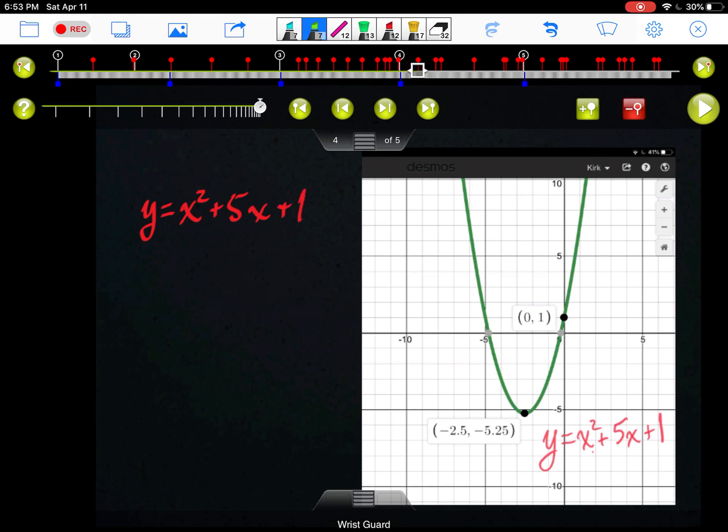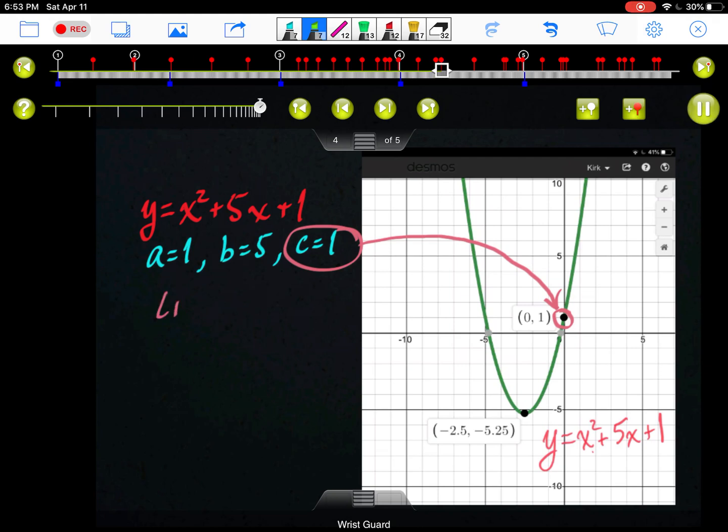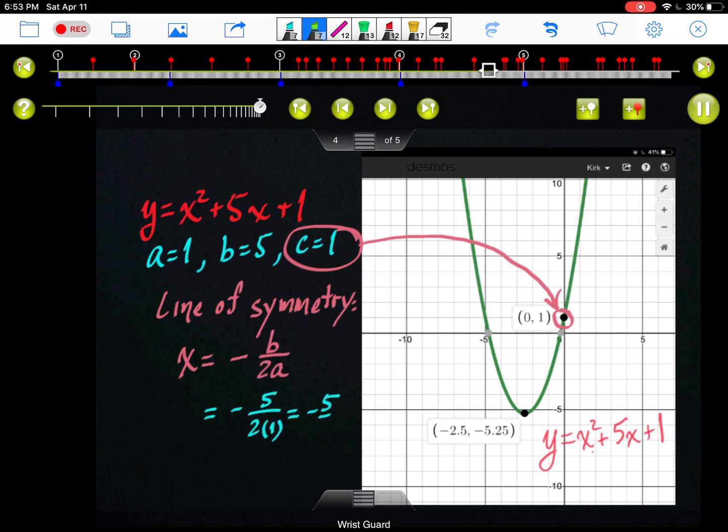This time I've got y equals x squared plus 5x plus 1. Once again, a is positive 1, and this time c is also positive 1, so you can see that right there as the y-intercept of the graph. And the line of symmetry, that negative b over 2a formula is going to use positive 5 and positive 1. So when you put those in there, positive 5 over 2 times positive 1 is 5 over 2, but there's that negative sign from the formula. So actually it ends up giving us negative 5 halves, or negative 2.5.